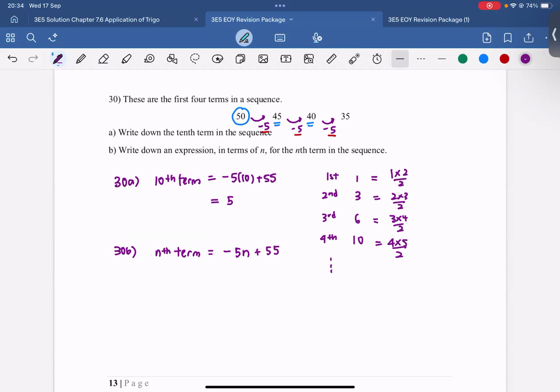Can anybody tell me what is the n-th term? Anyone? n times n plus 1 over 2. Yes, n times n plus 1 over 2. Because you see, first term, this is 1, this is 2. Second term, this is 2, this is 3. Third term, this is 3, this is 4. Fourth term, this is 4, this is 5. So this is the pattern.